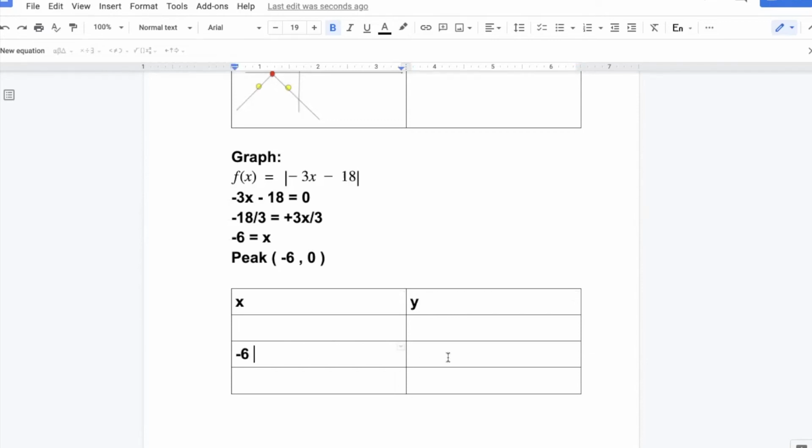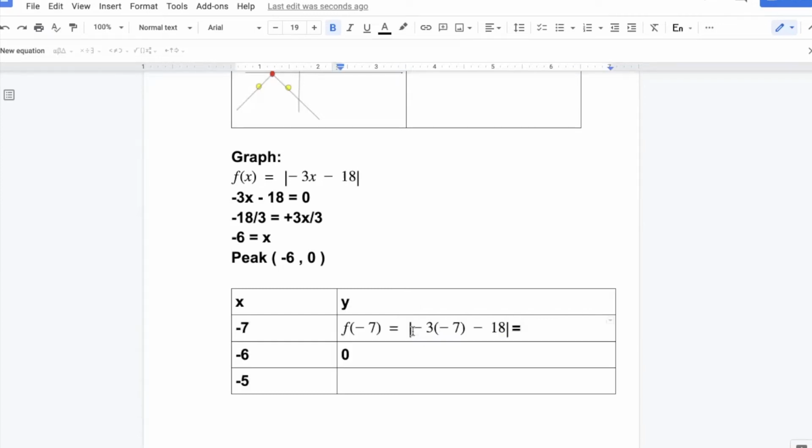X -6, y 0. Now I will choose two numbers, one before and one after: -7 and -5. -3 times -7 is +21, -18, +3. The absolute value of +3 is 3. -3 times -5 is positive 15, -18, -3. The absolute value of -3 is +3. See, I told you, be careful.